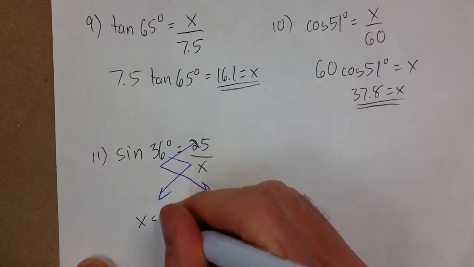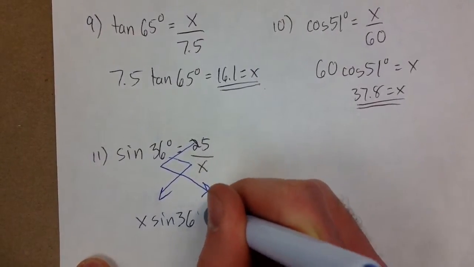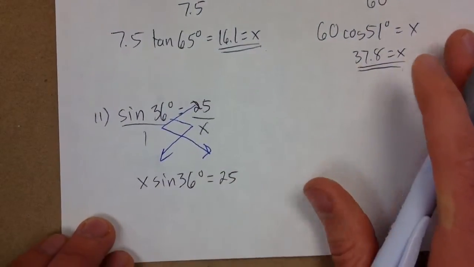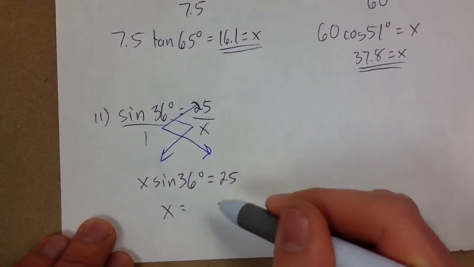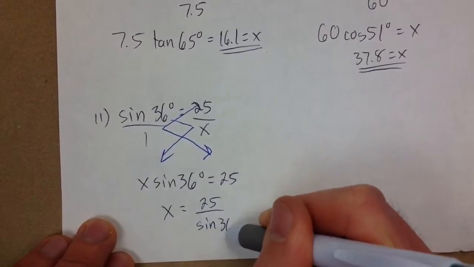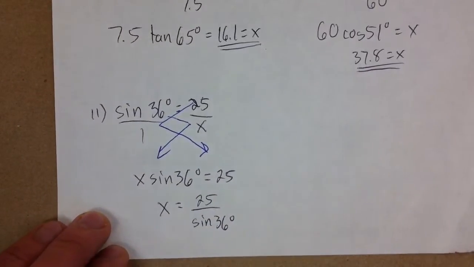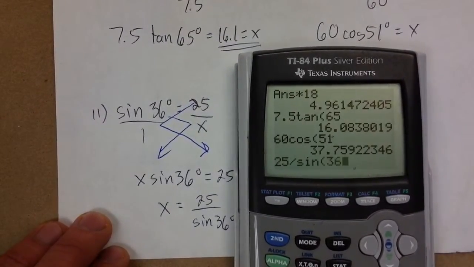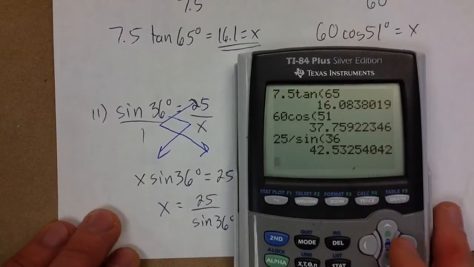So x times the sine of 36 degrees equals 25, because that's over 1. And then you can divide both sides by sine 36 to get your answer, which is 42.5.